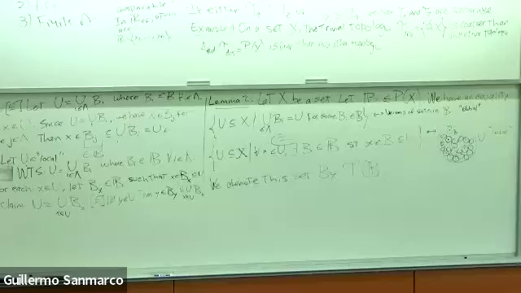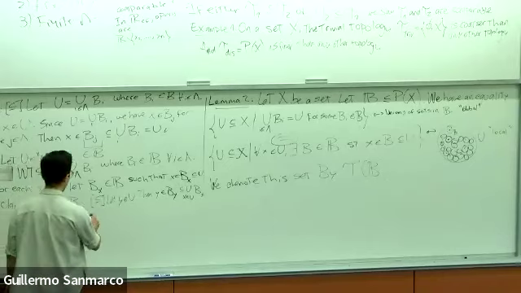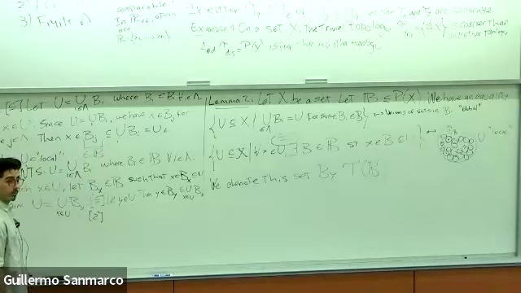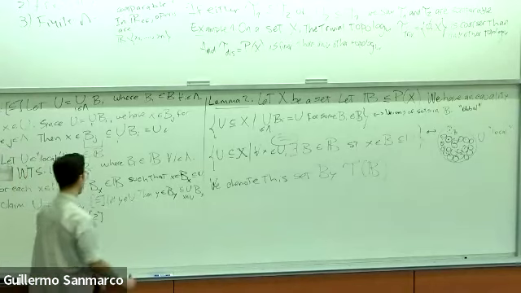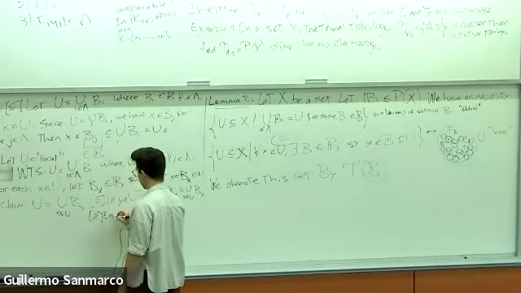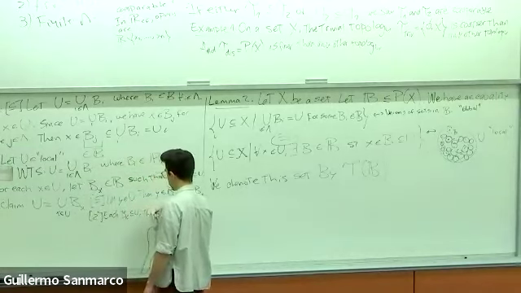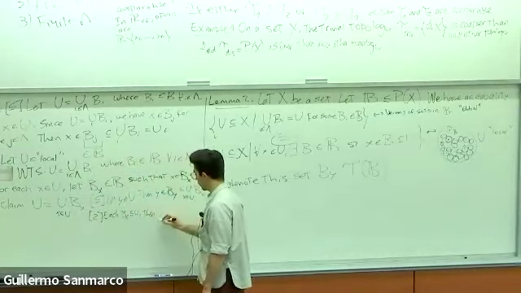The other inclusion is even easier. Each Bx is a subset of U, then also the union is a subset of U.